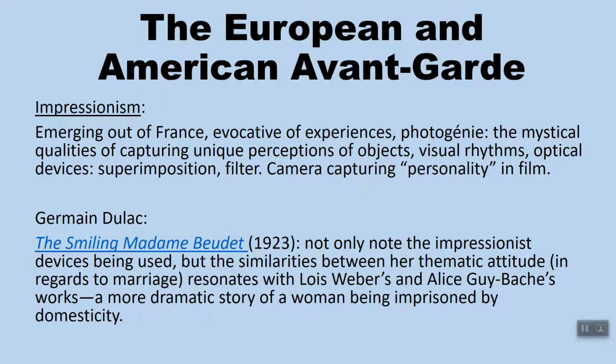The first we're going to start with is Impressionism, which emerges out of France. One of the most famous adherents of Impressionism at this time, other than Germaine Dulac, who you're going to watch a film from, is Jean Renoir, who eventually goes into realism, and you're going to watch a more realist film of his during the late 30s called The Rules of the Game later in the semester. Anyway, Impressionism comes out of France.